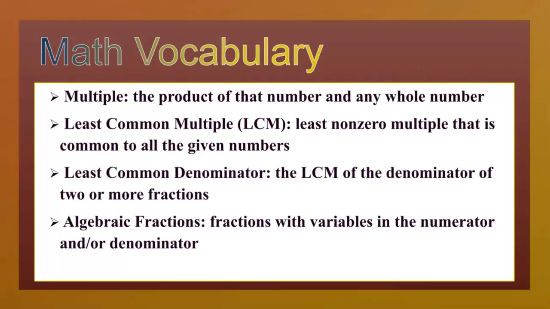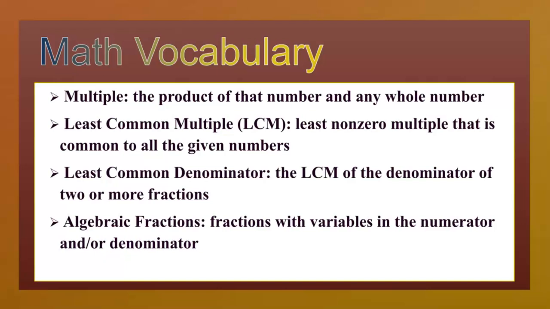So some vocabulary. When they talk about multiples, they're talking about the product of that number and any whole number. So an example, if I said what are the multiples of 2, it'd be 2, 4, 6, 8, 10, 12, and 14, and so forth. Because 2 times 1 is 2, 2 times 2 is 4, 2 times 3 is 6, and so forth. So it's always that number times another number.